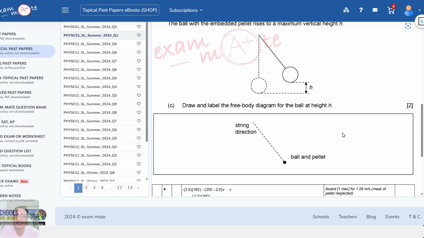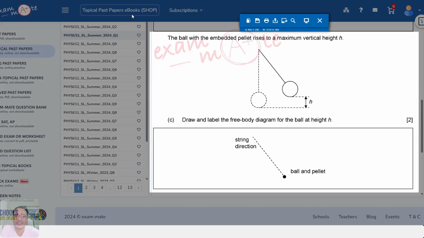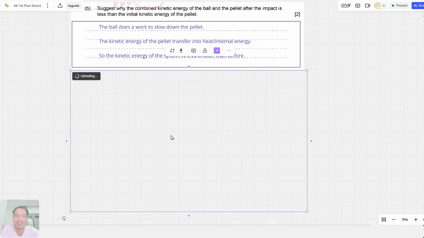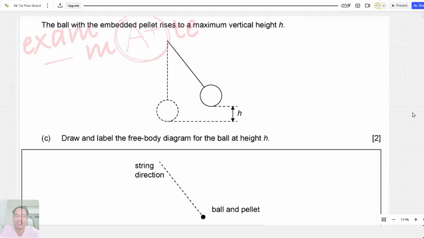Okay, question C. With the ball with the embedded pellet rises to maximum vertical height h, small h here. Draw and label the free body diagram of the ball at height h. Firstly, how many forces act on the ball at this new position, and what is the length of each arrow compared to each other? How do we draw the diagram correctly?